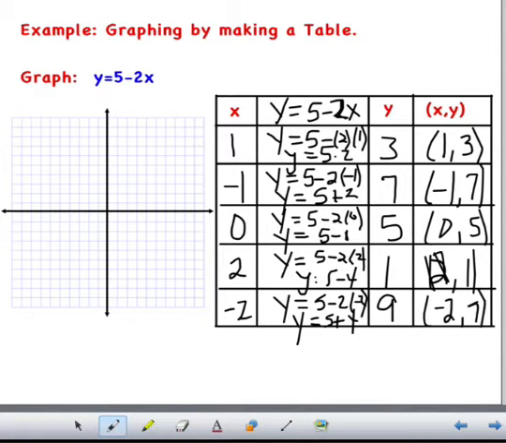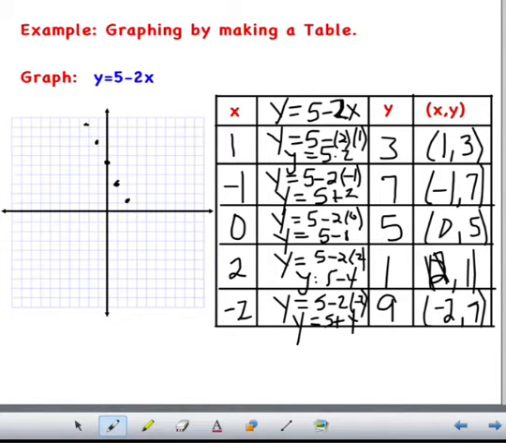And let's just plot those ordered pairs then. And that's going to be hard for me to do on this iPad, so you're just going to have to bear with me here. I've got to go to (1, 3). Just plotting those points. (-1, 7): 1, 2, 3, 4, 5, 6, 7. (0, 5): 1, 2, 3, 4, 5. (2, 1). And (-2, 9). And there's my line.